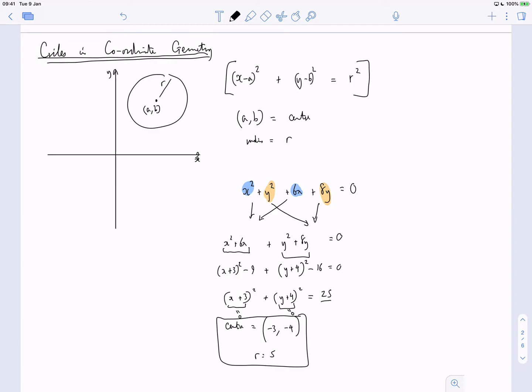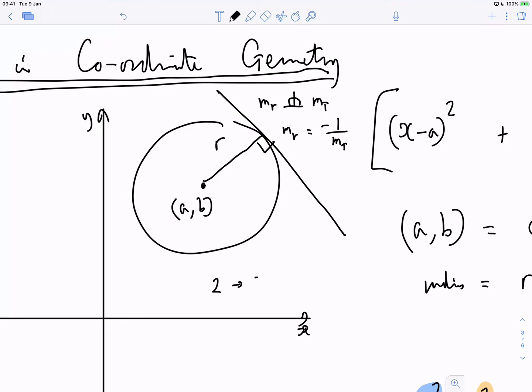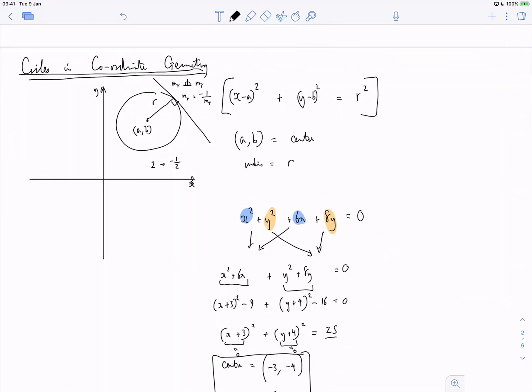Okay, next up, just some little facts. If I have a tangent to a circle, right, so it's looking like that, I know that it's 90 degrees, and I know that if the gradient of the radius is perpendicular to the gradient of the tangent, then one of them is the negative reciprocal of the other one. So for example, if the radius had a gradient of 2, that means the gradient of the tangent is the negative reciprocal of that, so it's minus 1/2. It's just little things to bear in mind.